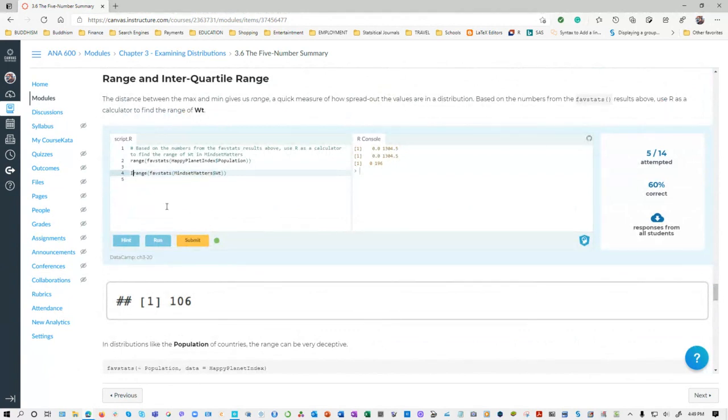I can use IQR easily. IQR is the difference of the quartiles. Use R as a calculator to find the range of WT. You don't miss much; we were talking about different things. Okay, the range of this one.